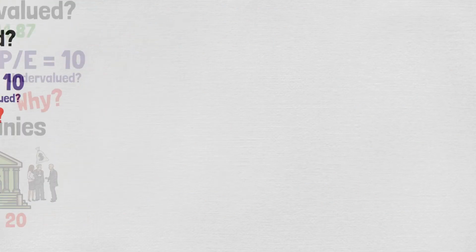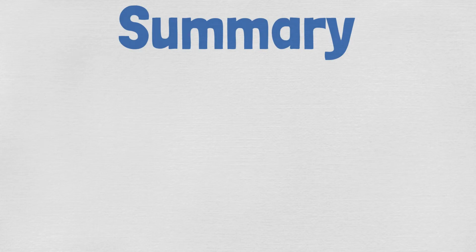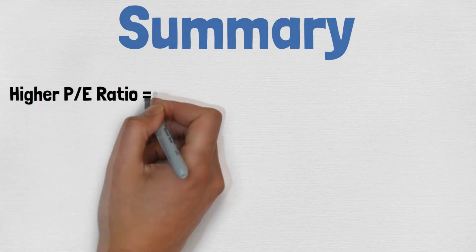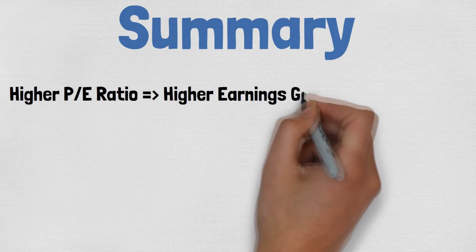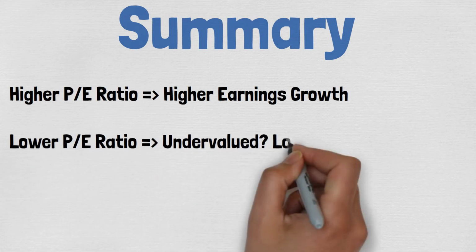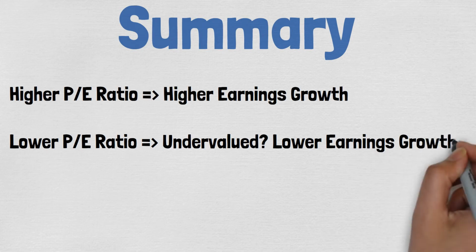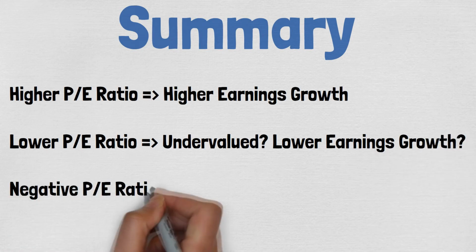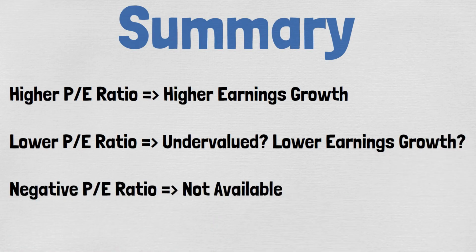So in short, the higher the PE ratio is, the higher earnings growth investors are expecting from the company in the future. A low PE ratio could mean that the company is undervalued or that the investors are not expecting earnings to grow much in the future. If the earnings are negative, the PE ratio is not available.